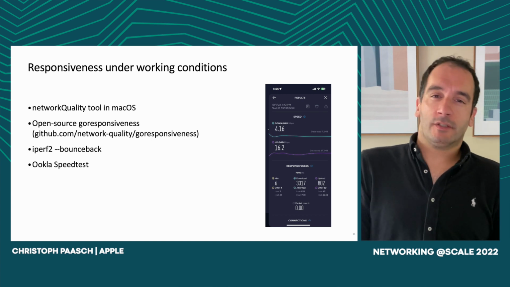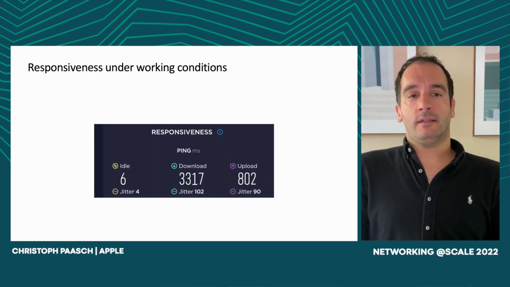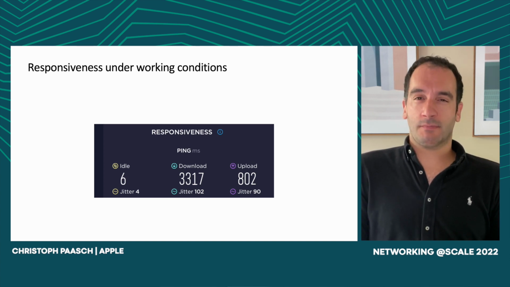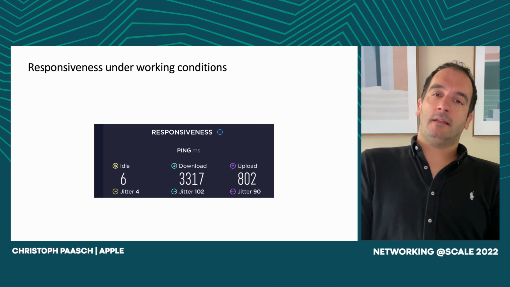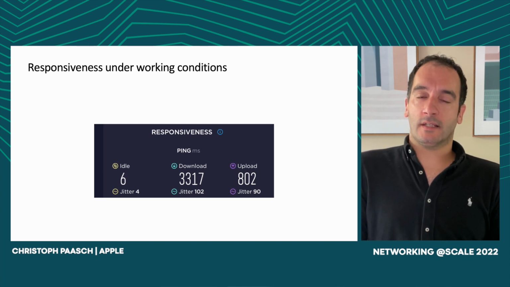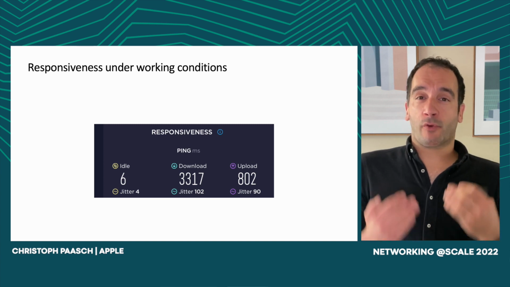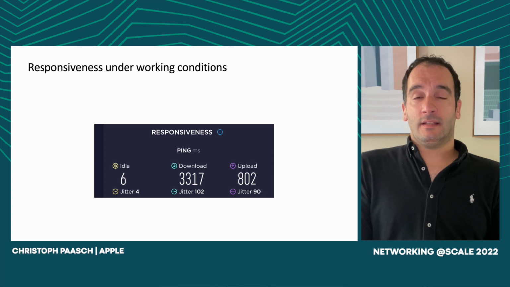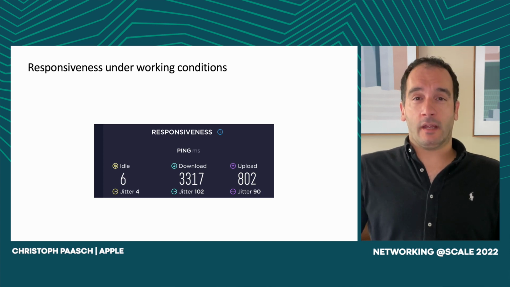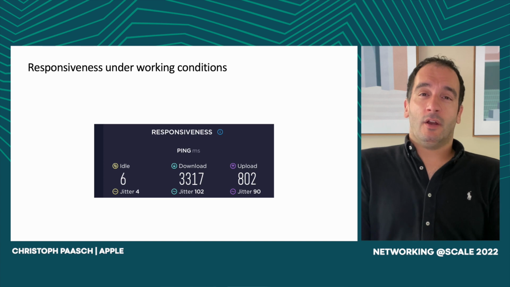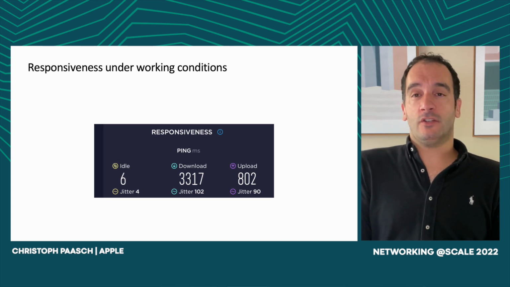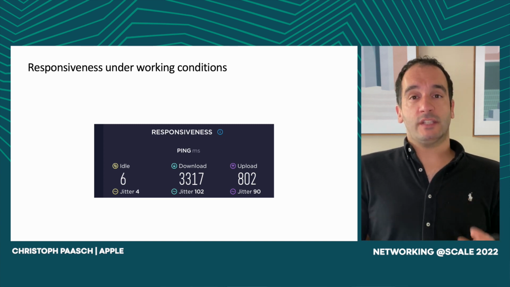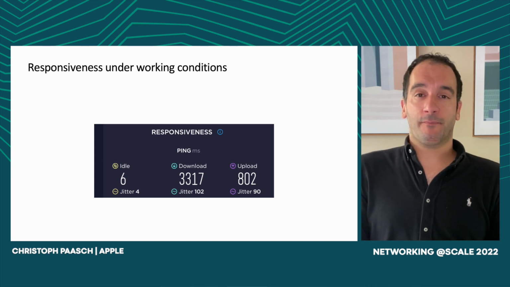So I ran a responsiveness test in the Ookla speed test app, and this is the result I got. The idle latency was very good, 6 milliseconds. But then the download loaded latency under working conditions was up to 3 seconds. 3 seconds of loaded latency. That's a very long time. And I think we all agree that with a 3-second latency, nobody is able to run a good video conference or browse the web or play an online game. So those 3 seconds definitely need to be improved.